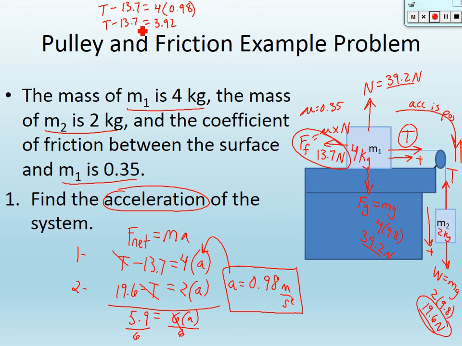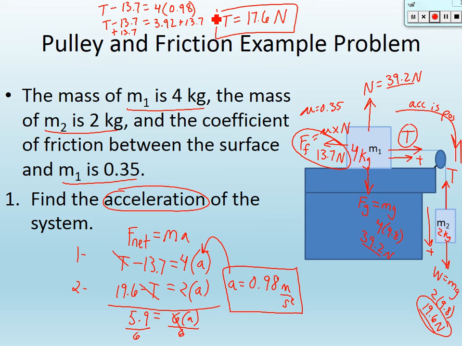3.92 is equal to tension minus 13.7. Guys, how do I get tension by itself right here? Let's add 13.7 to both sides. Okay. 17.62? Perfect. So tension is equal to 17.6 newtons. Tension is a force, so your units are going to be in newtons.